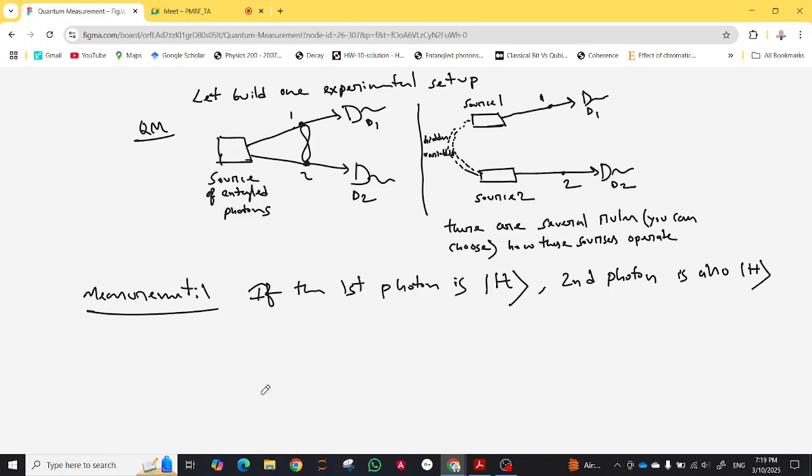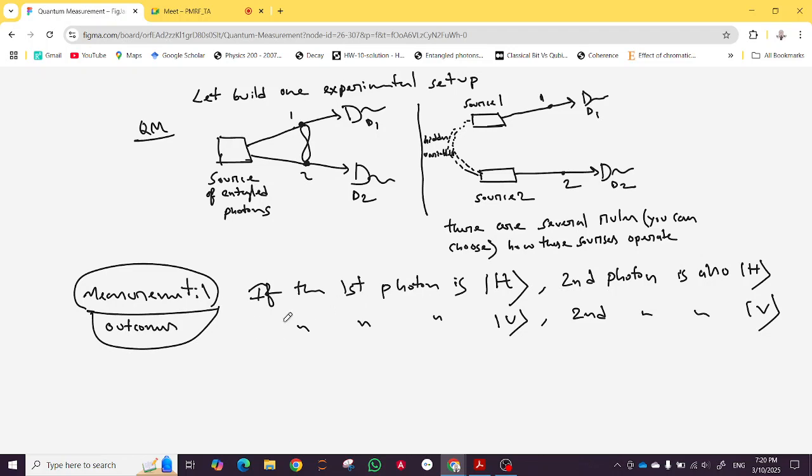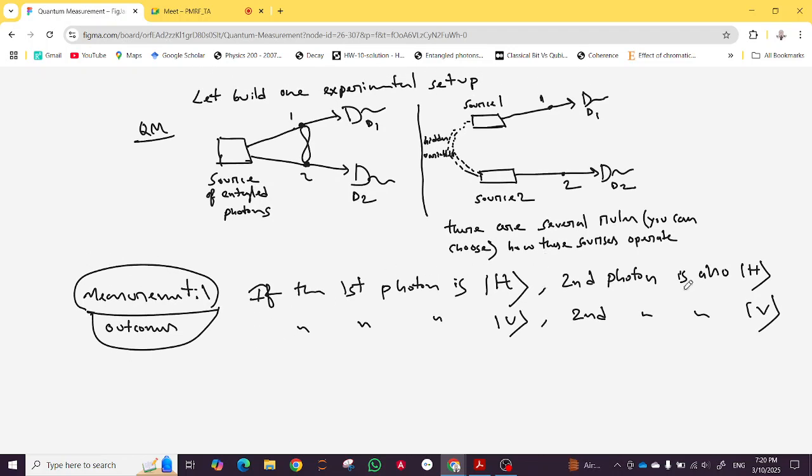After measurement, what are you seeing? You are seeing that if the first photon is H, the second photon is also H. If the first photon is V, the second photon is also V. So these are your measurement 1 outcomes. If the first photon is H, the second photon is H. If the first photon is V, the second photon is V.